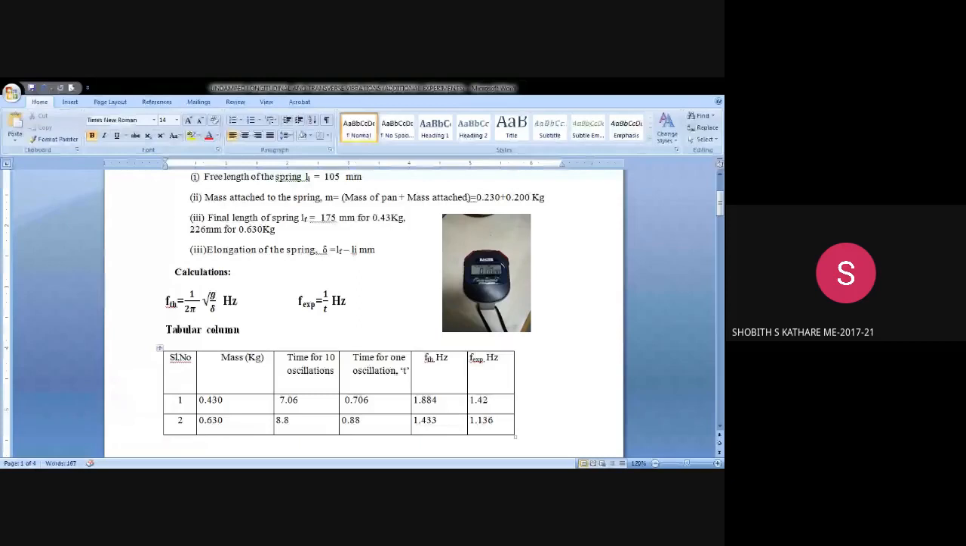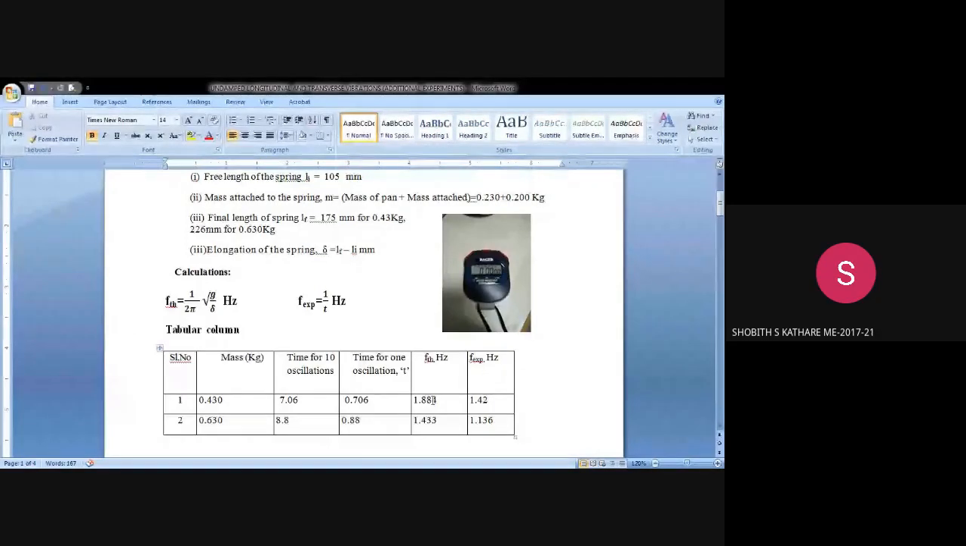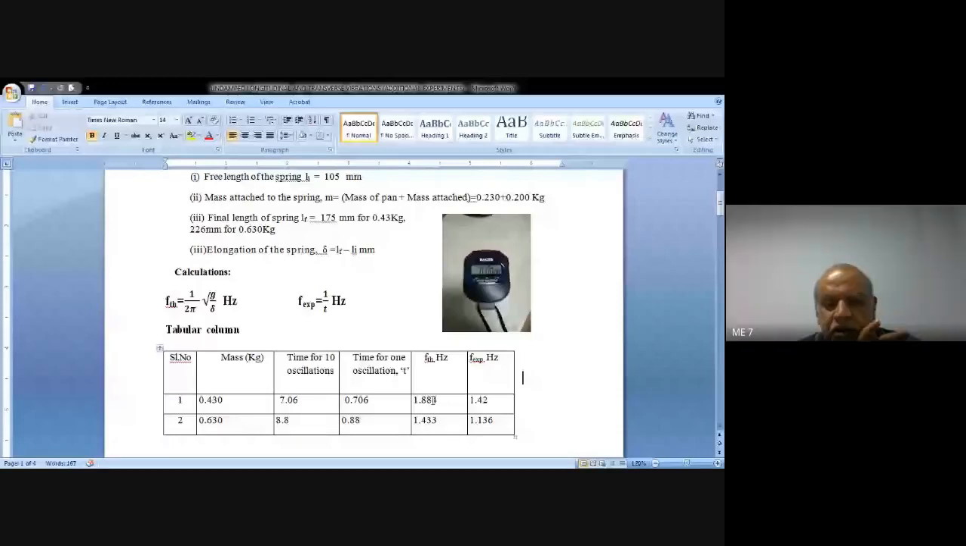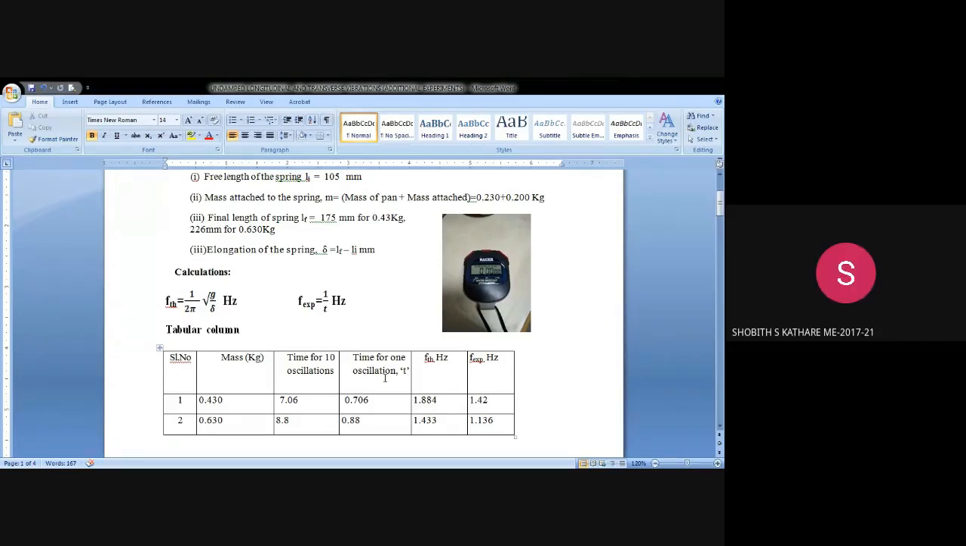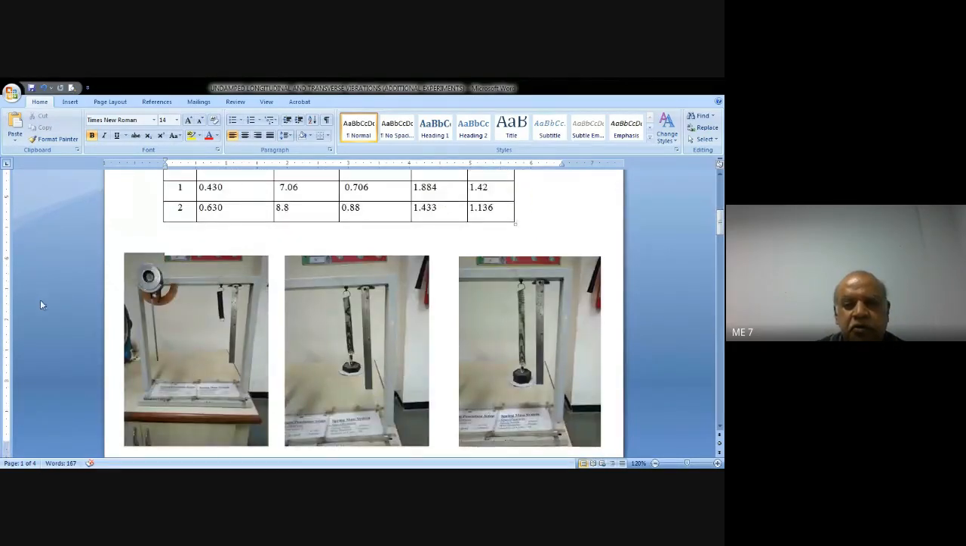1.42 only, sir. What is that? Frequency of experimental. Okay. What is it for 0.63 kg? Sir, 1.136. Are you reading from the screen, or have you done it? Sir, I've used the calculator. Oh, excellent. Okay.